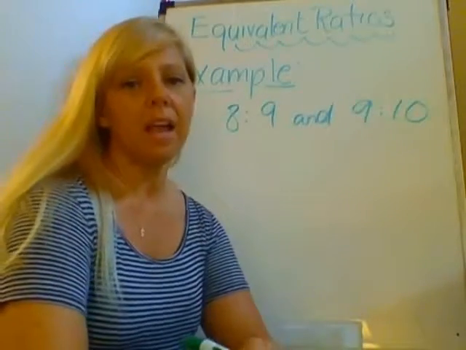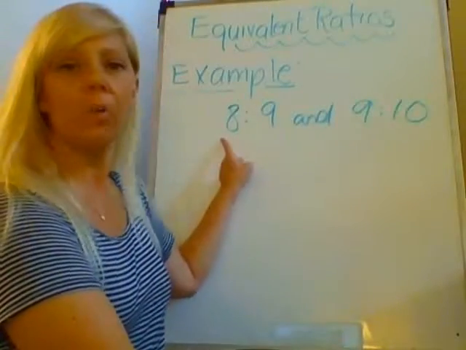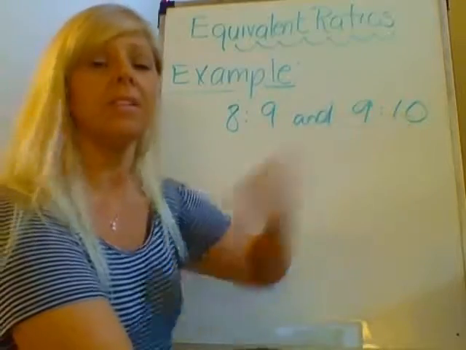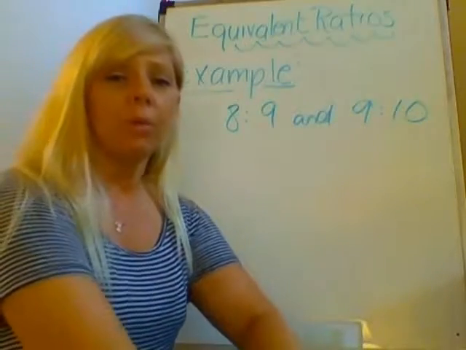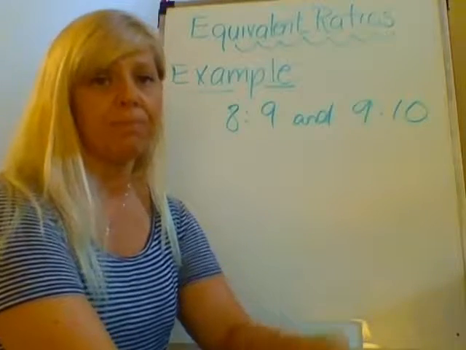All right, what about 8 to 9 and 9 to 10? A lot of us would be looking at this going, well, I added 1 to 8 to make 9, and I added 1 to 9 to make 10, so they must be equal. But remember, when we're finding equivalent ratios, we're only using multiplication and division.